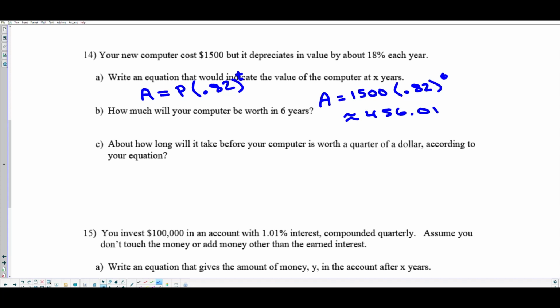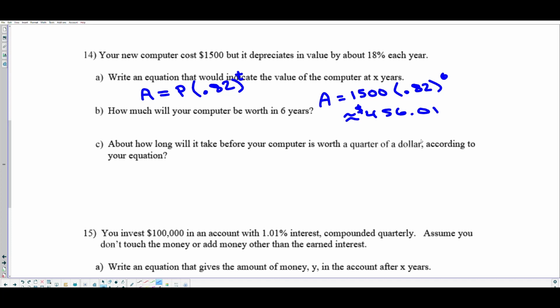We're not going to go 4 decimal places because this is talking about money, and we don't have any more than 1 penny, right? We don't have anything less than that. So this is about $456.01. Okay, so we can put a little dollar sign, and that would be done.